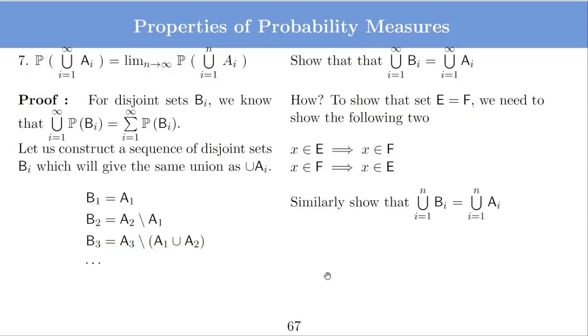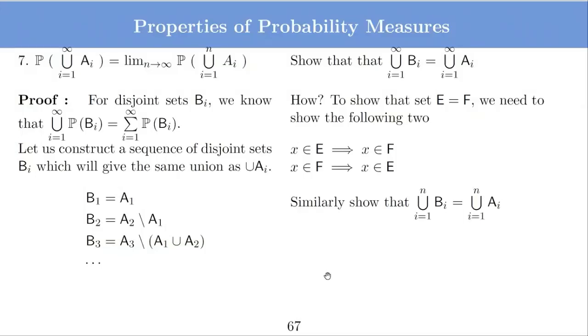Right. So now once we have got this sequence of disjoint sets, the union is the same, because if you look here, we are not leaving out any elements of the union of Ai. This we can formally prove: that the infinite union of Bi is equal to the infinite union of Ai. So how do we prove that these two are equal?